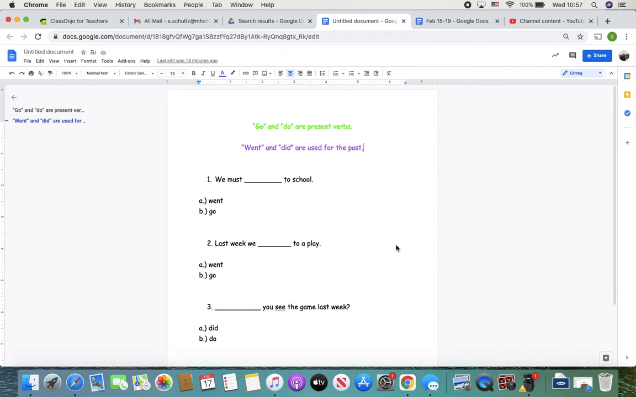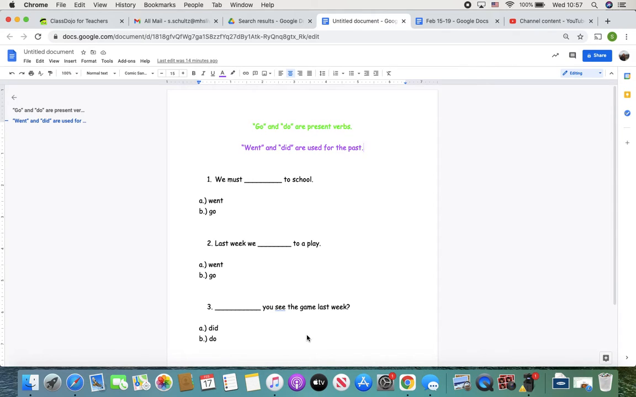We are going to be talking about what words we use to describe the present. So what actions are we doing in the moment? Right now Miss Schultz is talking because I'm doing that now. And then next we're going to be talking about words that we use for describing the past. So what did you do last week, for example? What happened last week? What happened last year? We're going to go over a couple of examples of what words we should use.